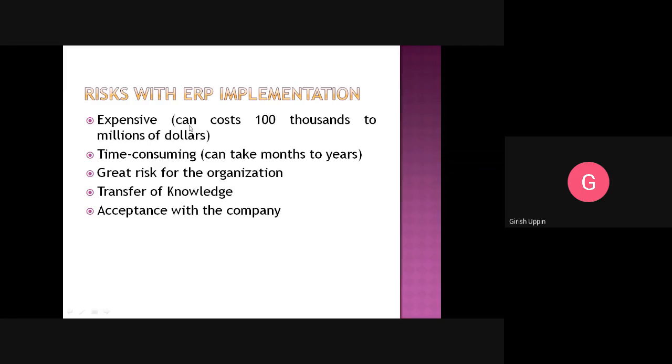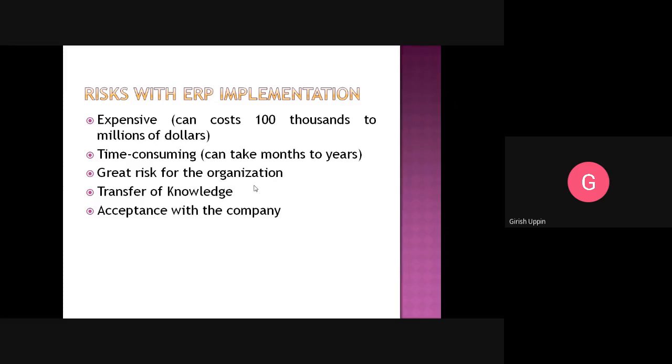But the initial implementation cost of the ERP is very high, and time consuming. It can definitely take months together, or at least a couple of years. It is a great risk for the organization. First, it is not going to get any return on investment for those many years. And if that organization is not able to sustain that, then it's a great risk. So the organization has to think beforehand on what scale it wants to implement a particular ERP.